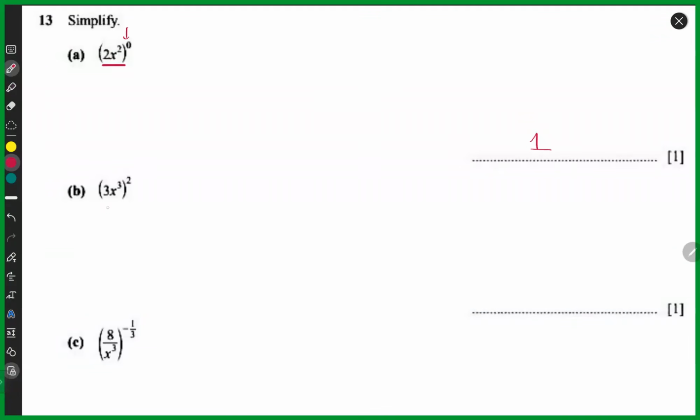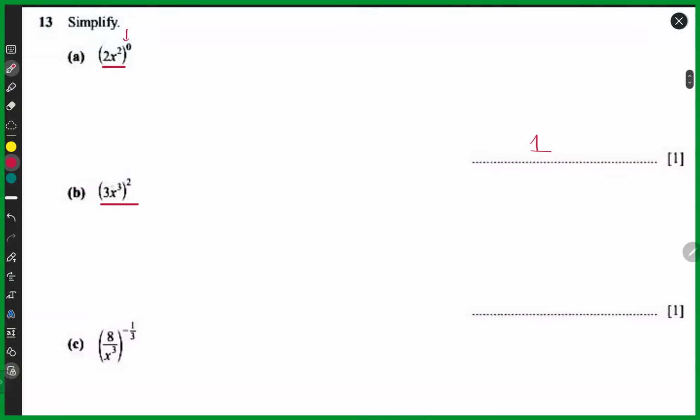Okay. The second part says 3x cubed whole to the power 2. So the rule was that the power of 3 is 1 and the power of x is 3. This 2 would be multiplied with this 1 and this 2 would be multiplied with this 3, and I would get 3 squared and then x to the power 3 multiplied by 2, and this is going to give me 9x to the power 6. So the answer was 9x to the power 6. Okay. This was also a property.